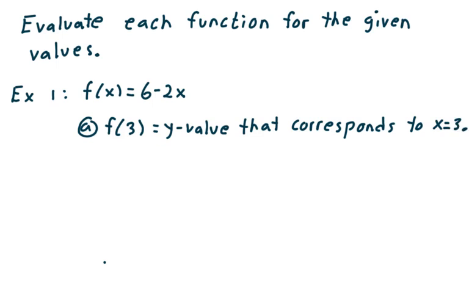And so f of 3 is, wherever I see an x, I'm going to replace it with 3. So I get 6 minus 2 times 3. But that's 6 minus 6, and you get 0 back.